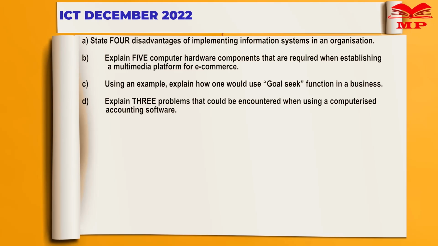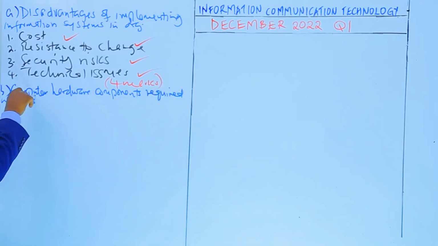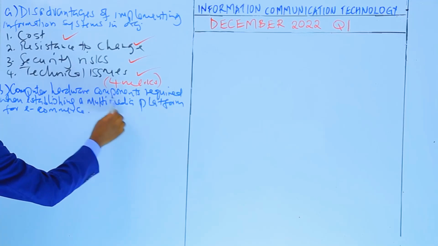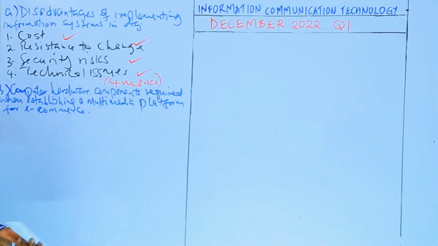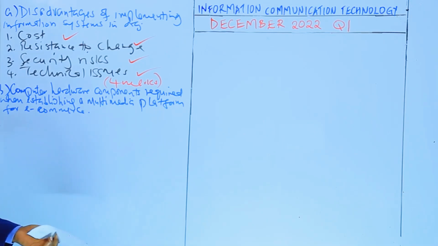Part 2 reads: explain 5 computer hardware components that are required when establishing a multimedia platform for e-commerce. Computer hardware components required when establishing a multimedia platform for e-commerce. The first hardware component is the central processing unit.